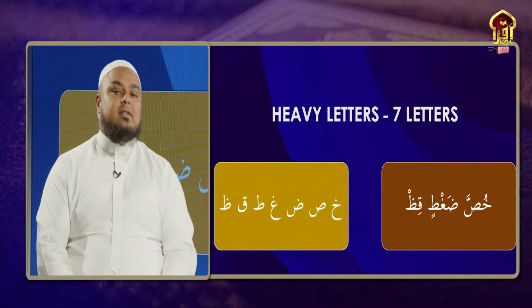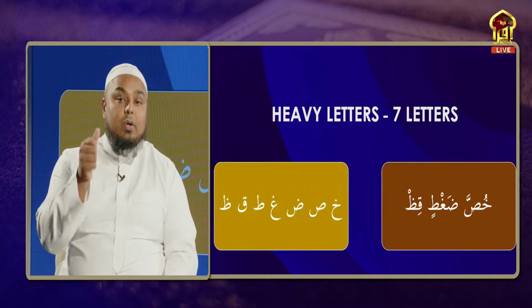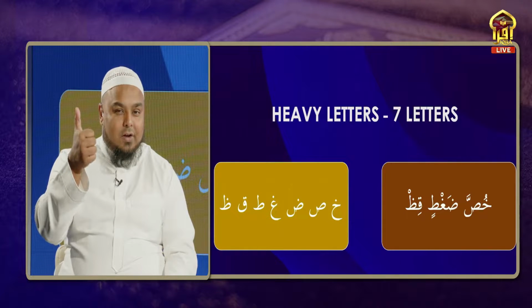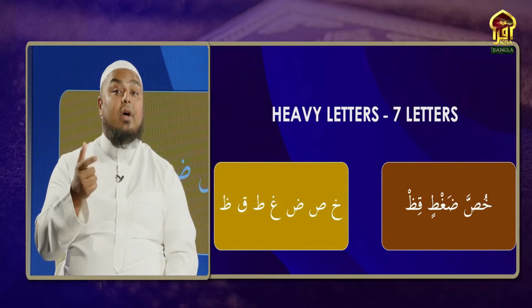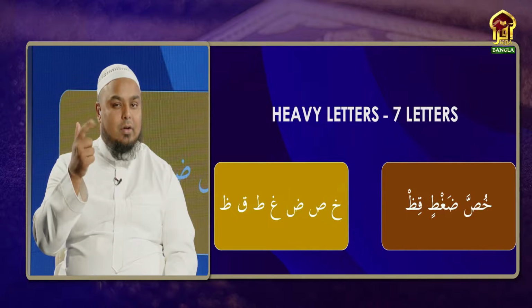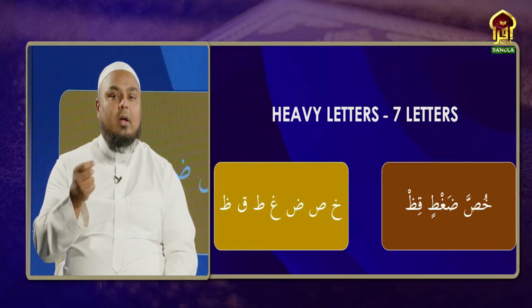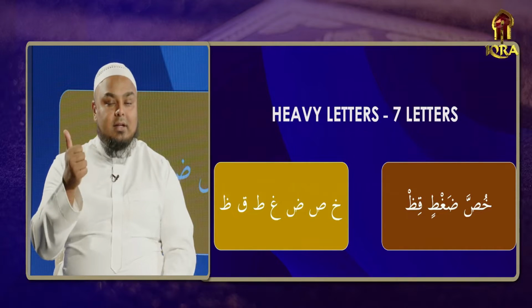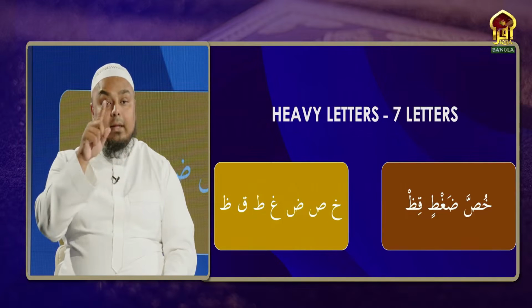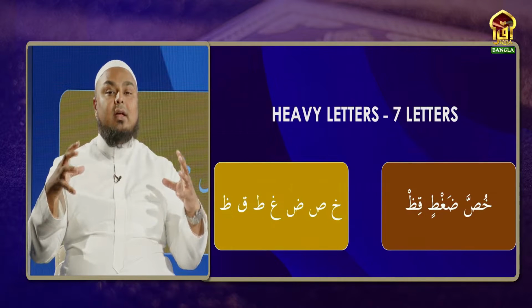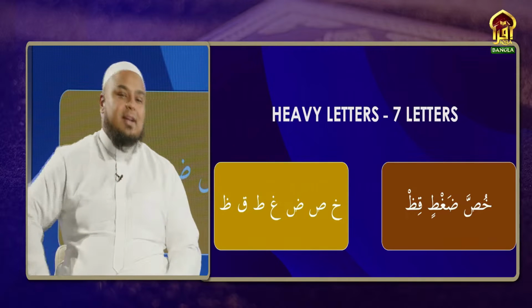If you look at the sentence, let's analyze it. خص. It's got the letter خا, صاد. ضغط, ضاد, غين, طا. قض, the letter قاف and ضا. This sentence includes all of the 7 letters.